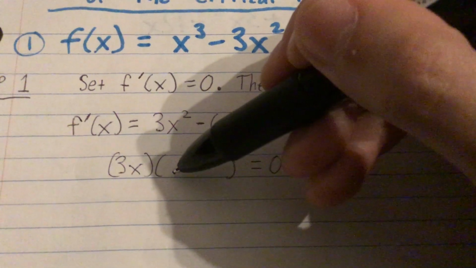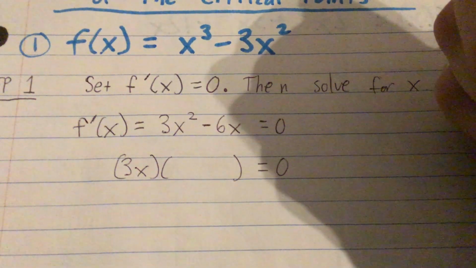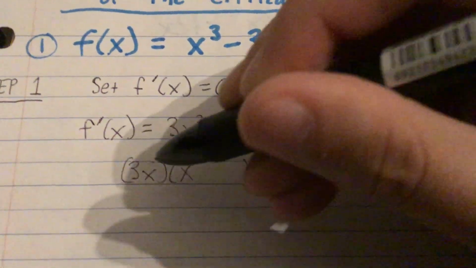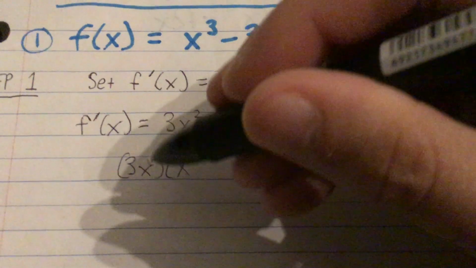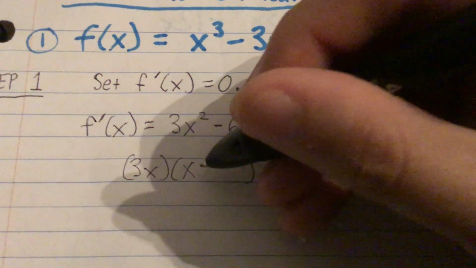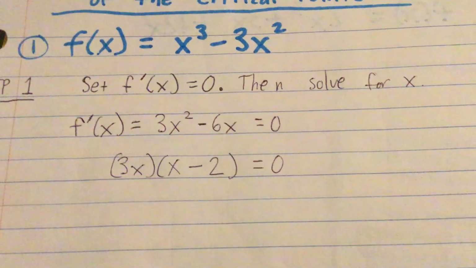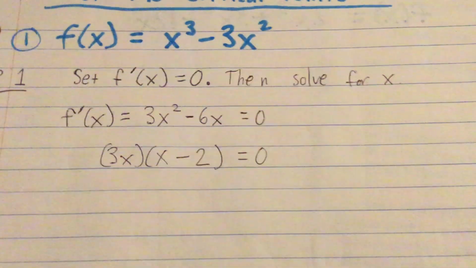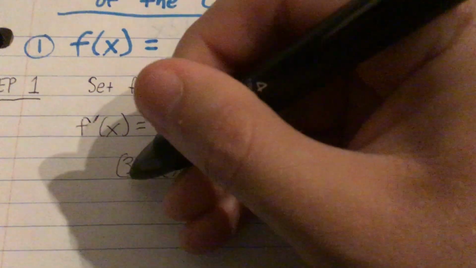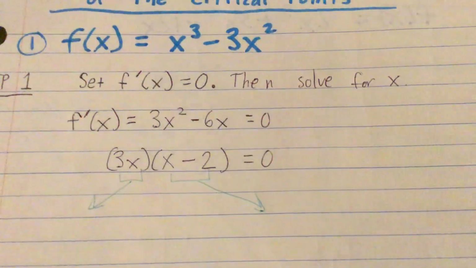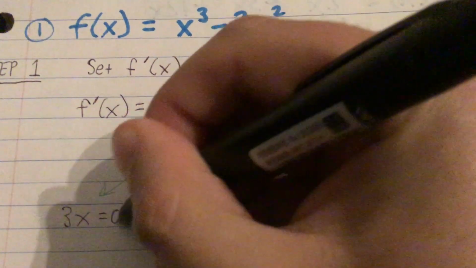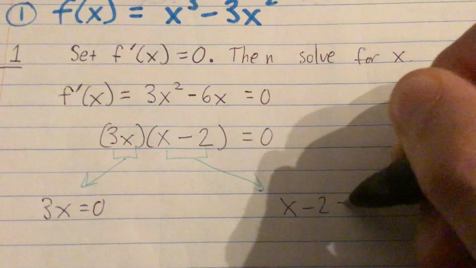3x times what is 3x squared? Well, 3 times 1 is 3. X times x is x squared. So 3x times x is 3x squared. 3x times what is negative 6x? Negative 2. Go back to Algebra 1 now. Now we can do the zero product principle to split these two into two separate equations. Either 3x is equal to 0 or x minus 2 is equal to 0.